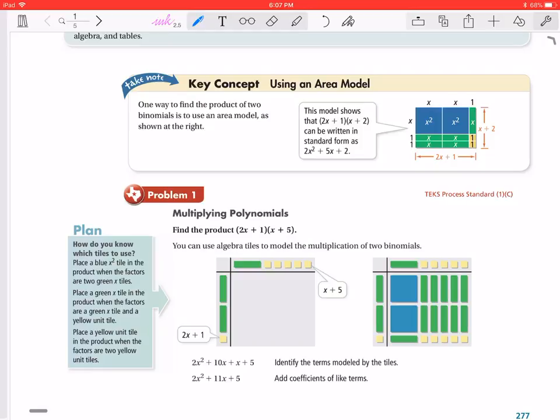So what we do here is write out our two binomials: 2x plus 1 and x plus 2. We write x and 2 across the top, and on the bottom we have two x's and a 1. Well, x times x gives us x squared. And again, x times x here gives us x squared. Then x times 1 will give us x, a single x. Now, here on the bottom, we have 1 times x, which will give us x.